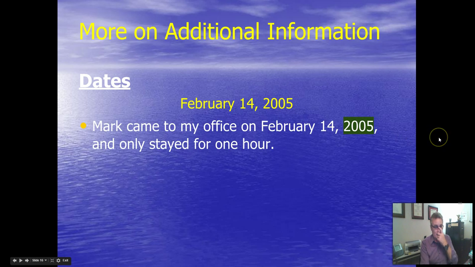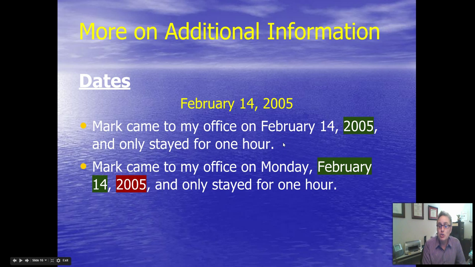So in the middle of a sentence, it would look like this. Mark came to my office on February 14th, 2005, and only stayed for 1 hour. Which February 14th? 2005. Notice there's commas on either side of it. I know that many of you probably wouldn't put a comma there, but you have to, because this is additional information right here about February 14th.